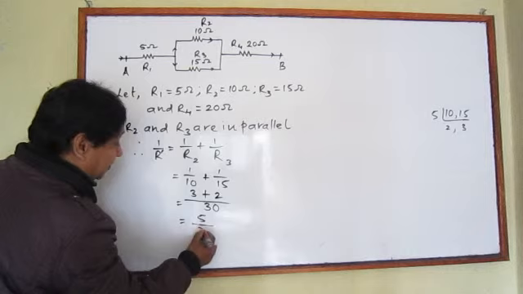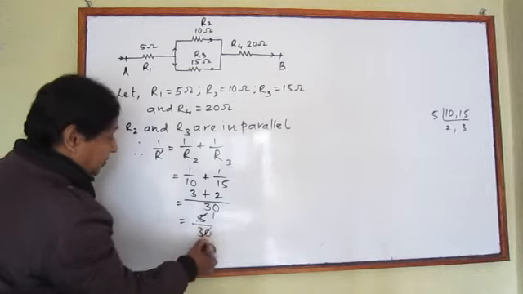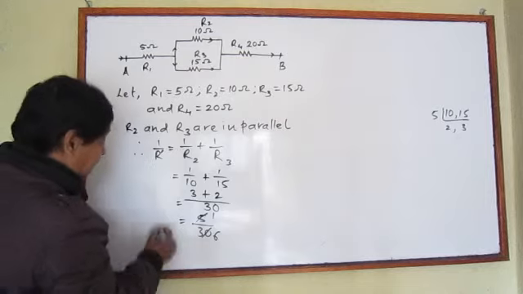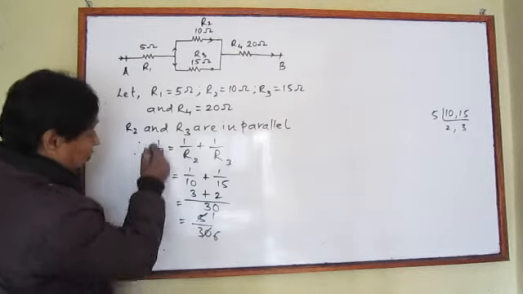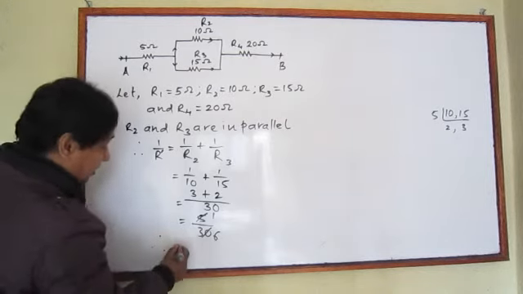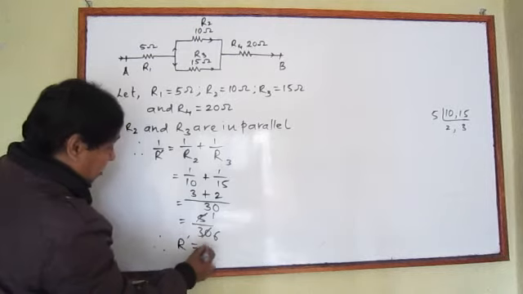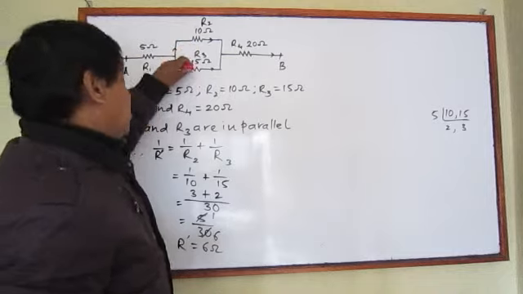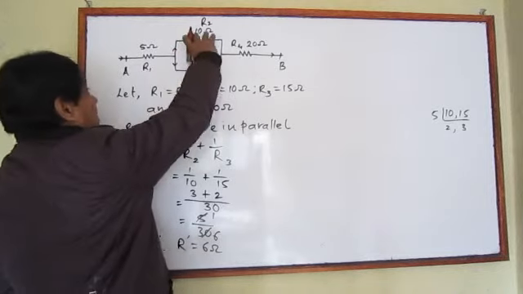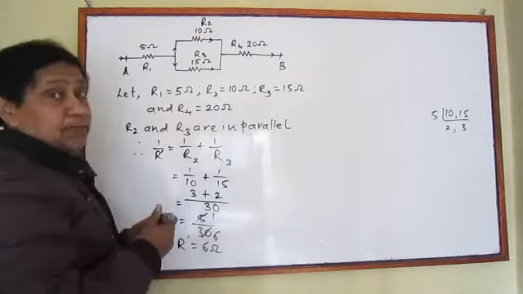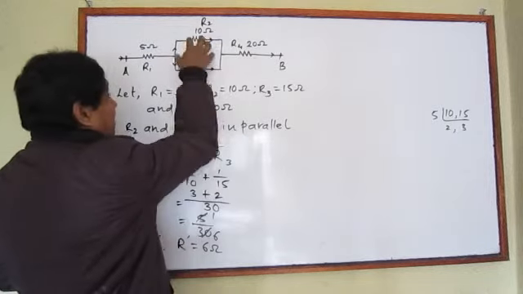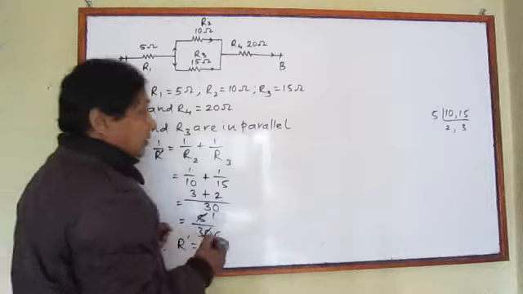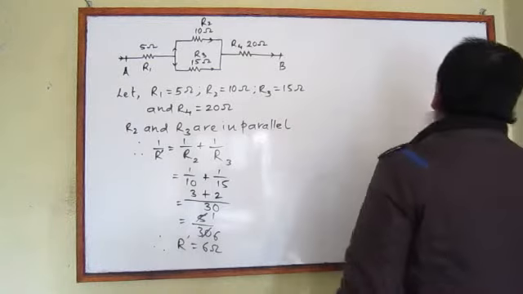This is equal to 5 by 30. 5 ones are 5, 5 sixes are 30. Here 1 by R' is equal to 1 by 6, then R' is equal to 6 ohm. It means the total resistance of these two is 6 ohm. But when we get the total resistance of these two, then this one is connected in series with R1 and R4. That's why we can say this way also now.